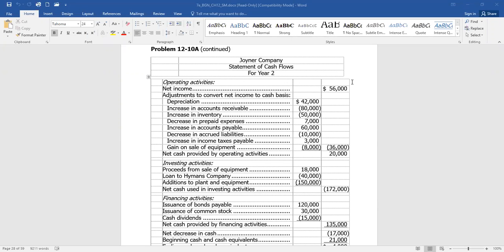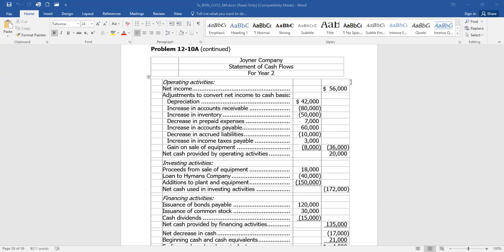However, accrued liabilities go from 30,000 down to 20,000. So we paid an extra 10,000 of those during the year. So we want to decrease cash for the decrease in accrued liabilities. And income taxes payable went from 42,000 up to 45,000. So you can look at that as a $3,000 cash savings. So that's an increase in cash.